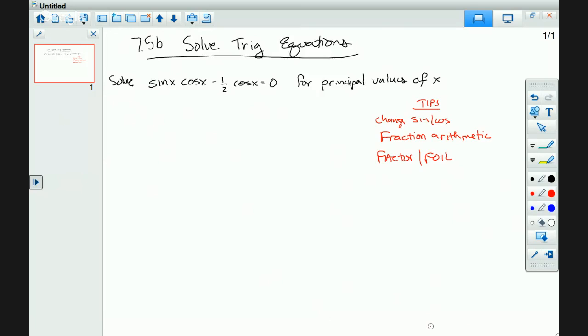Yes. It does, actually. See how there's 2 terms? The cosine's in both terms, right? So the best way to solve this one is to factor.